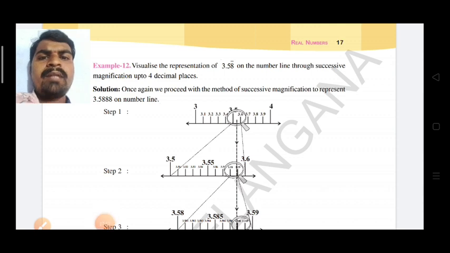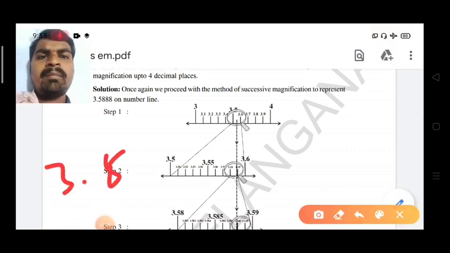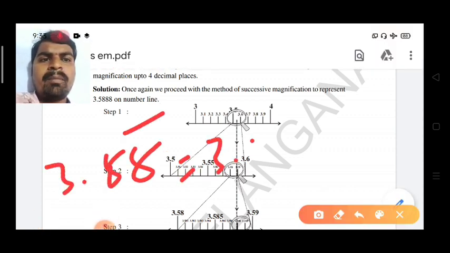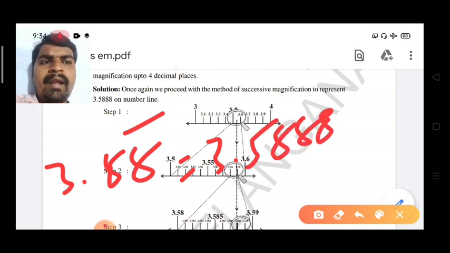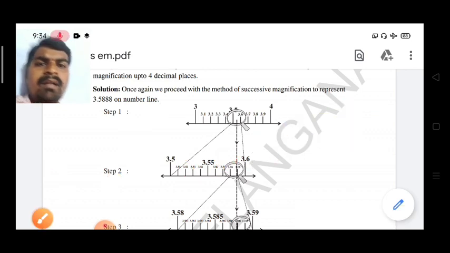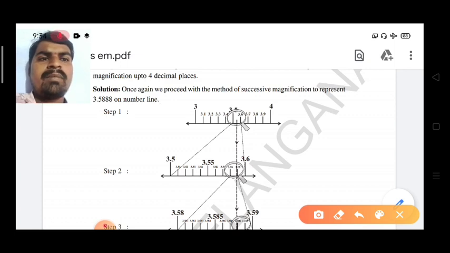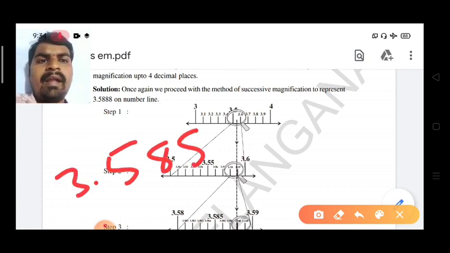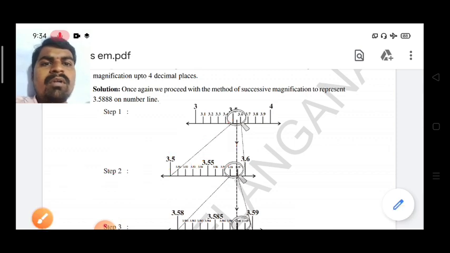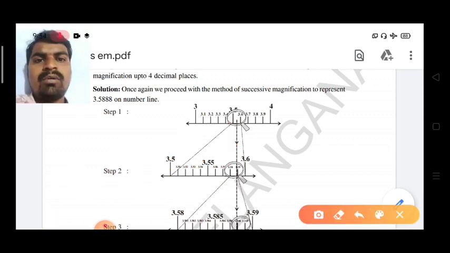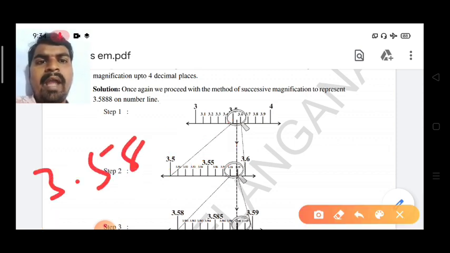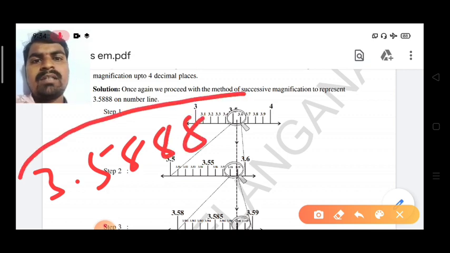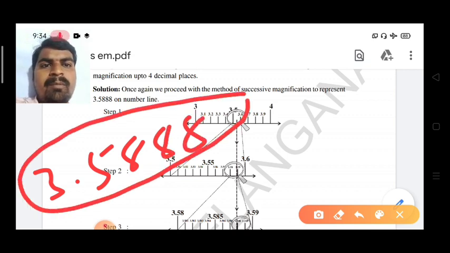3.58 bar, it means what? 3.5888 like this. But here it is given only up to 4 decimal places, nothing but 3.5888 only. Because after the decimal point 1, 2, 3, 4. So there are 4 decimal places being asked here. So you have to represent 3.5888 only. So you concentrate on this, because the condition is given up to only 4 decimal places.